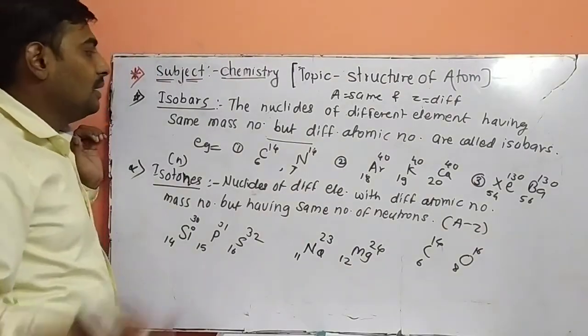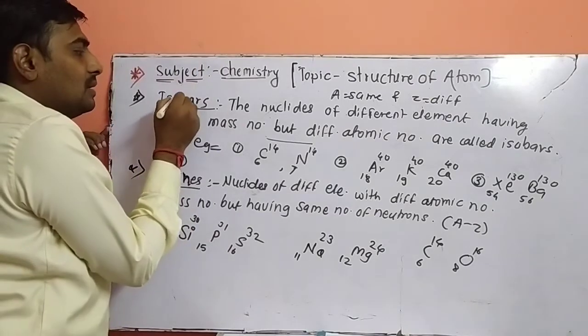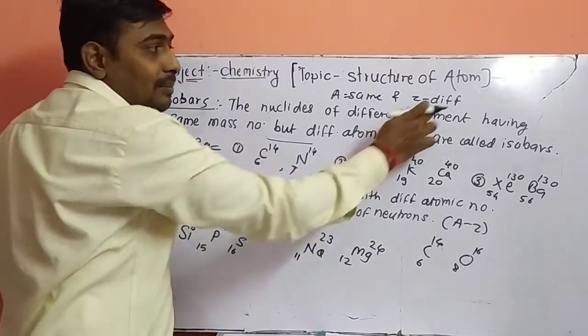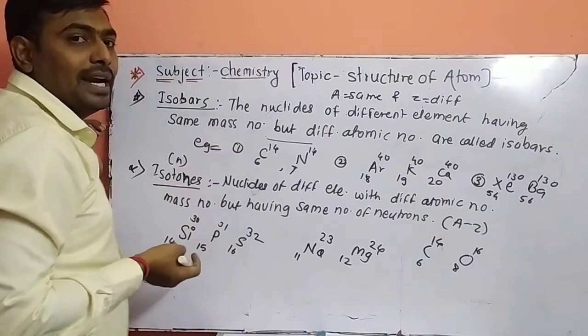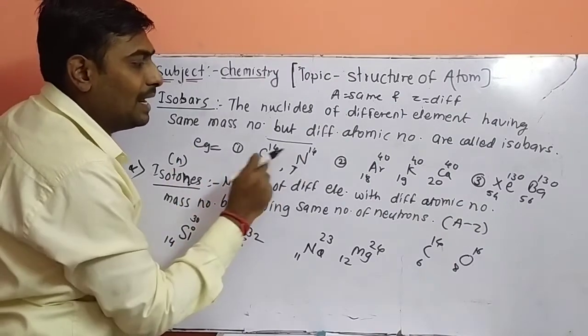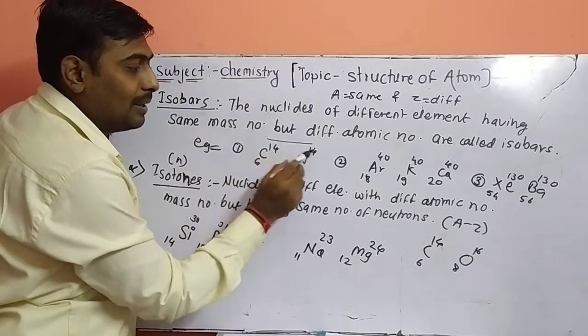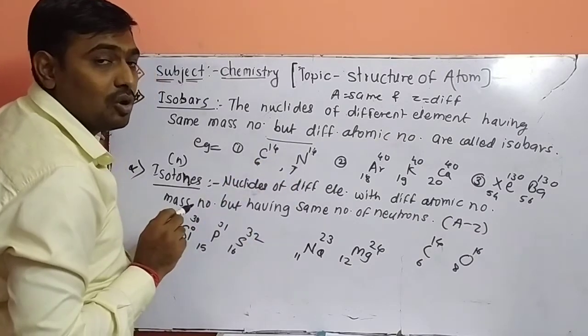Next concept, isobars and isotones. Isobar means bars, so it is the bottom side number difference. Bottom side means the Z number is different and the A number is the same. So what is the definition? Nuclides of two different elements having the same atomic mass number but different atomic number are called isobars.